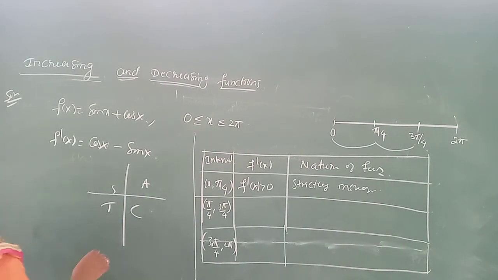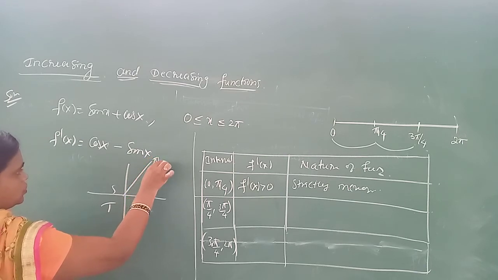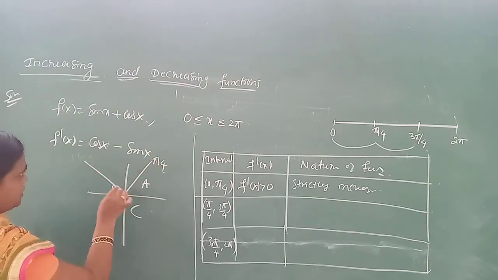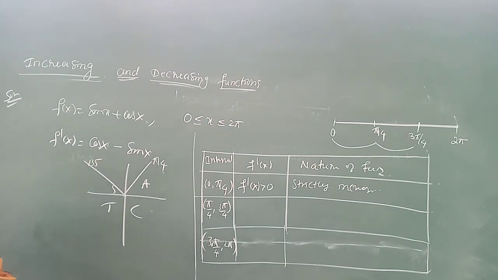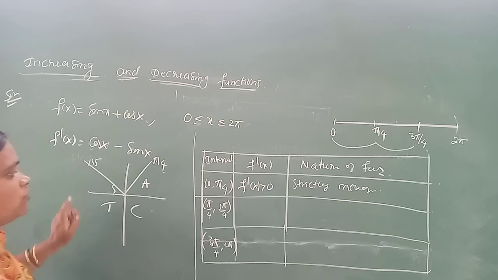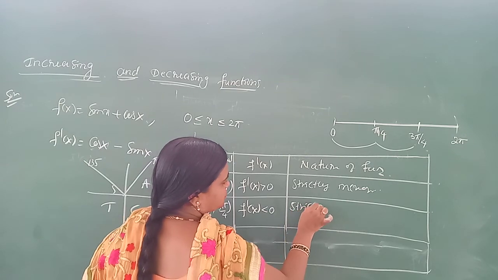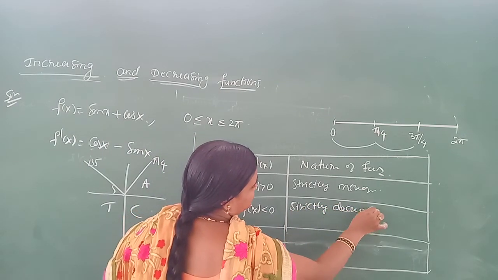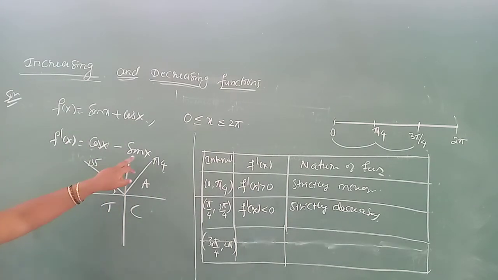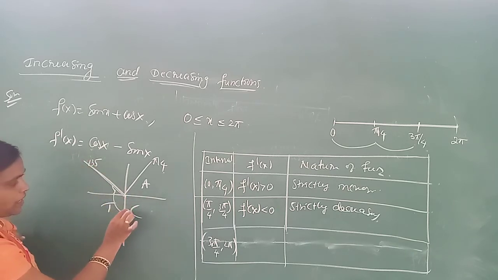Next, pi by 4 to 3 pi by 4, which goes up to 135 degrees. In between that, in the second quadrant, cos is negative. We will get a negative value only. Therefore, f dash of x is less than 0. Therefore, it is strictly decreasing. Understood? Here sin is positive and cos is negative, so positive minus negative, what will it be? Negative.